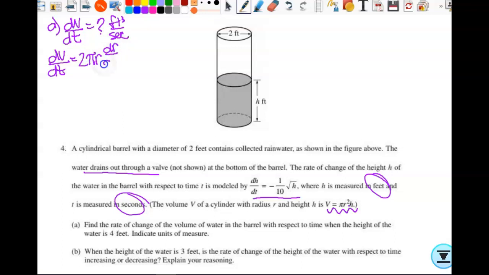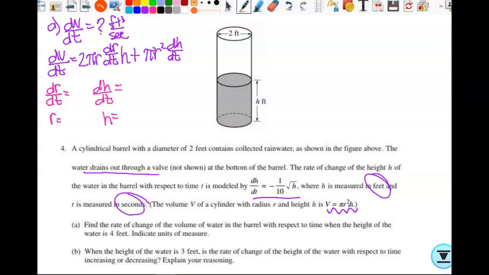dr/dt times the second, which is h, plus the first, which is pi r squared, times the derivative of the second. The derivative of h is 1 dH/dt. Okay. So in order for me to find dV/dt, I have to be able to substitute in for all of that stuff, right? So that means I need dr/dt. Okay. I need r. Okay. And I need dH/dt. And I need h, right?